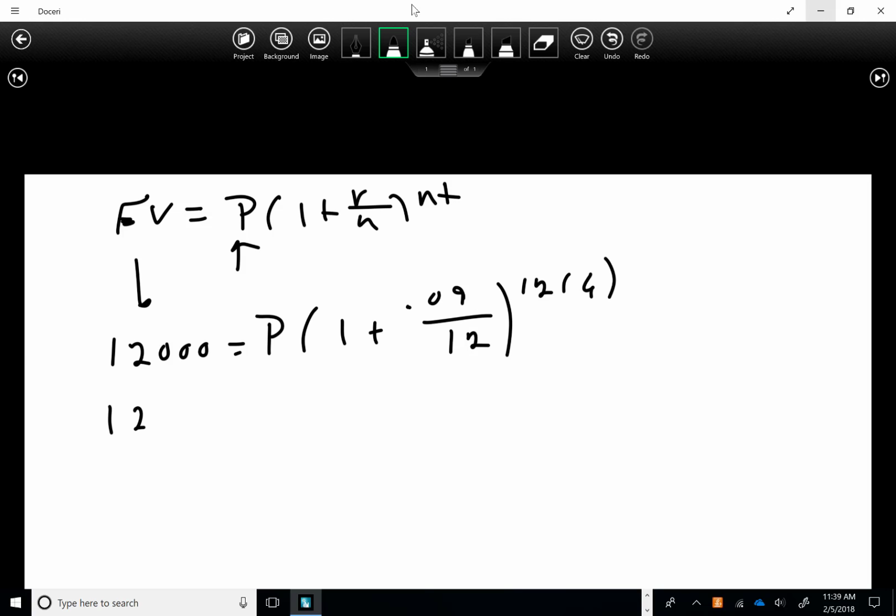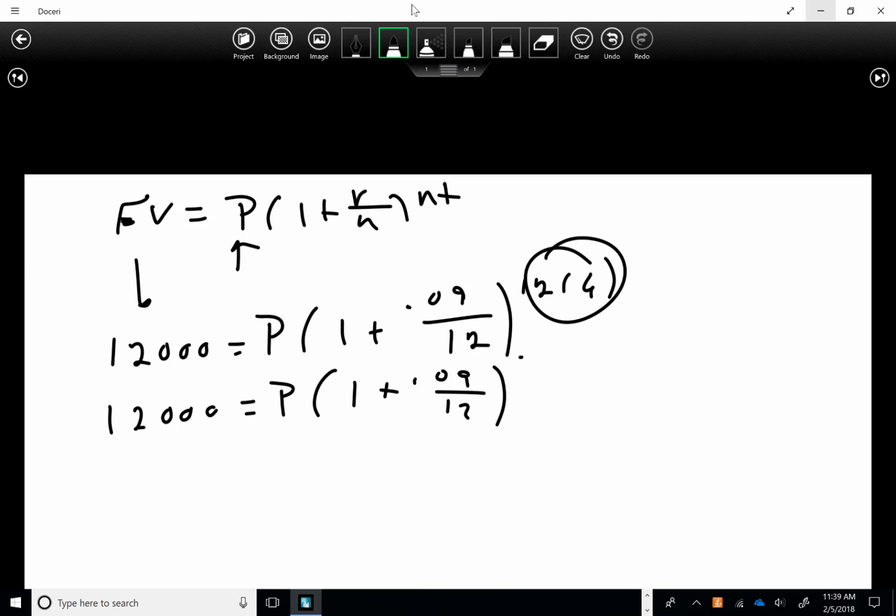We have the 12,000. We have 1 plus 0.09 divided by 12 raised to 12 times 6, which is 72. So what you're going to need to do is isolate this part first and get an answer for it. So I'm going to take my calculator and do that.